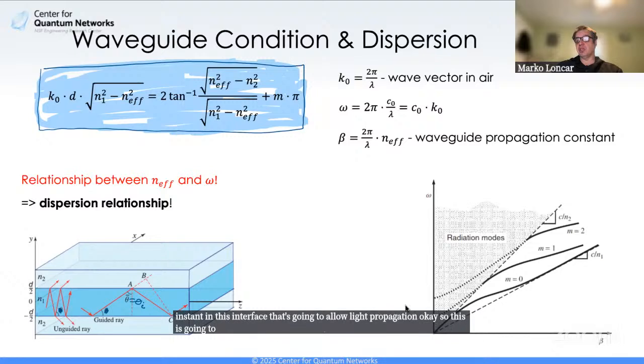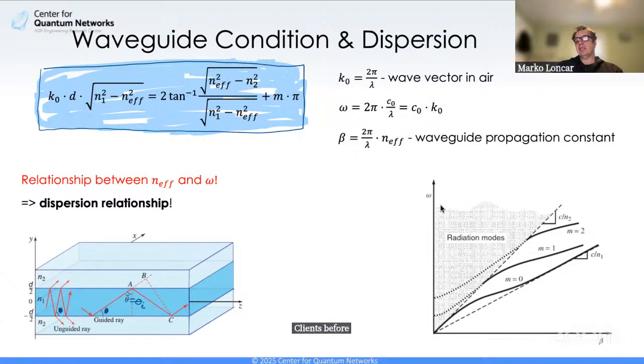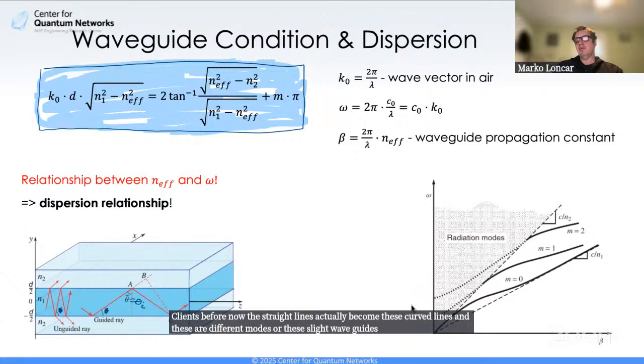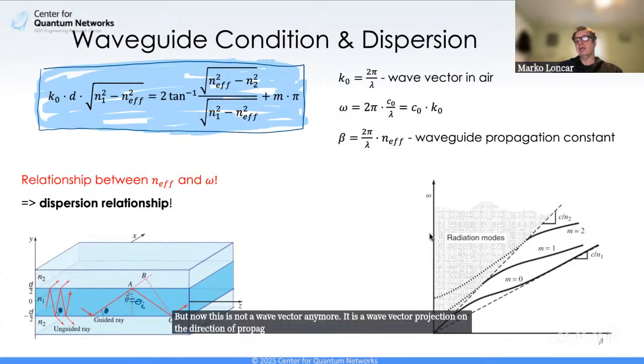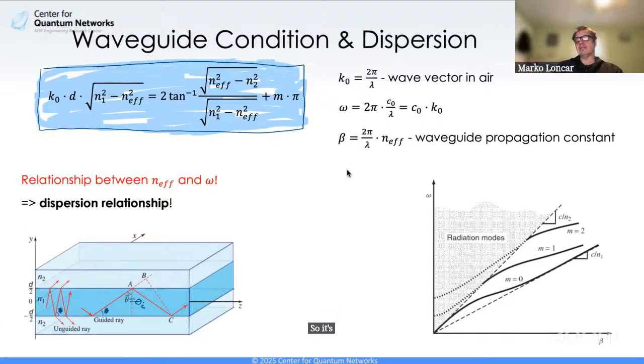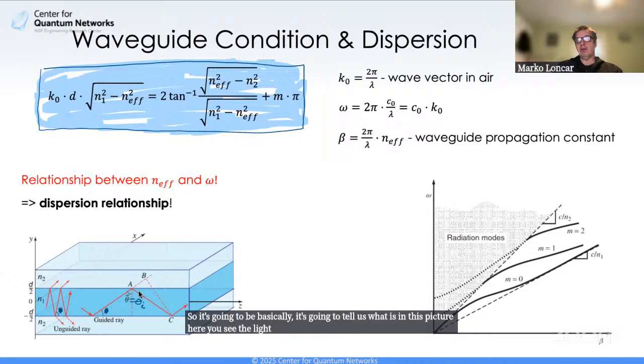So basically, our dispersion diagram that used to be these straight lines before, now the straight lines actually become these curved lines, and these are different modes. So these are slab waveguides. And again, on the y-axis I have frequency, on the x-axis I have the propagation constant. But now this is not a wave vector anymore. It is the wave vector projection on the direction of propagation. We call it beta. It's going to tell us, in this picture here, you see the light beam still goes up and down at a particular angle. Beta is going to be the projection along z, which is this projection here, parallel to the interface between core and cladding.